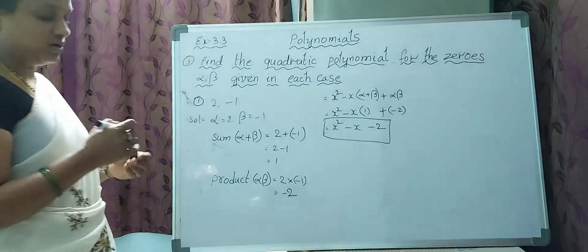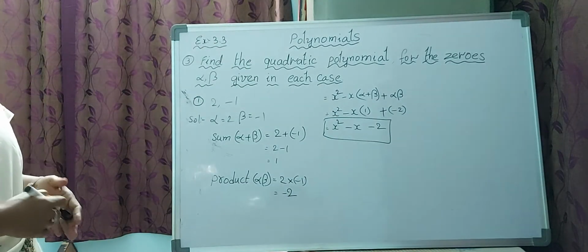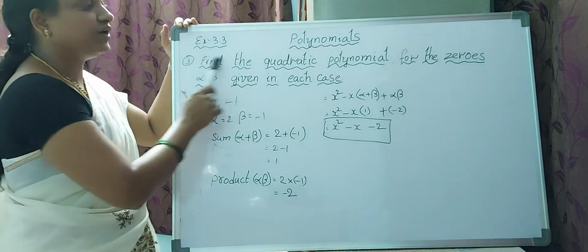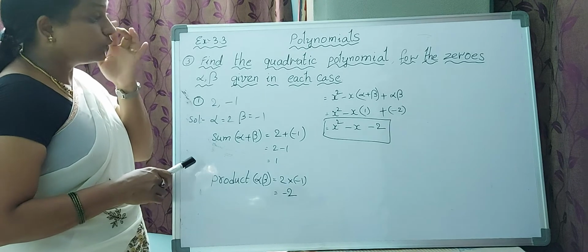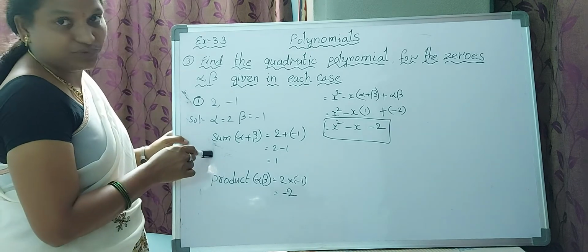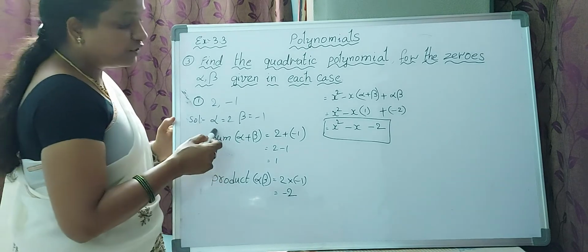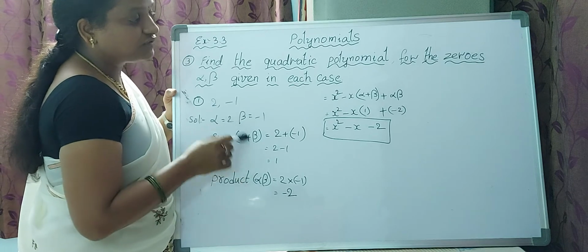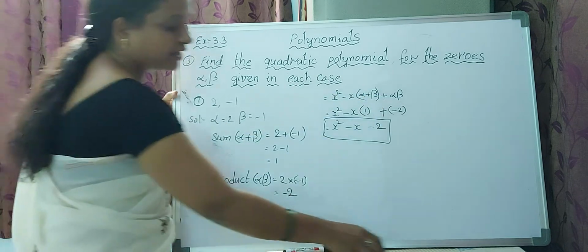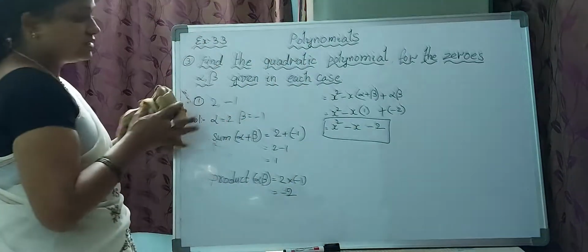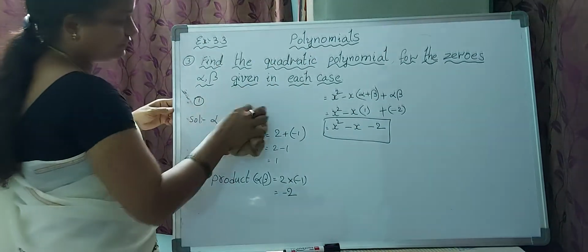This is the first one. How to find the quadratic polynomial that he asked for? First the sum, next the product. Then you substitute these values in the place of the sum and the product. Okay. Now we'll see the second one.